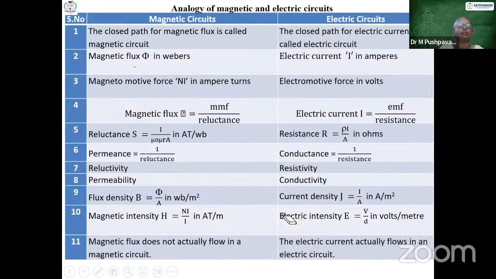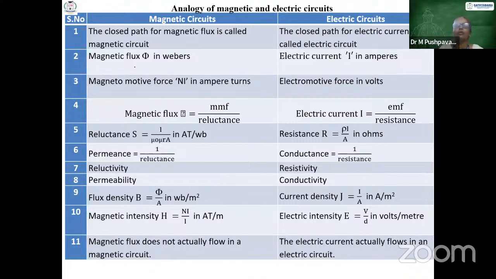Okay, this is one important question we have mentioned: the difference between electric and magnetic current. Just one recall. Magnetic flux flows on a closed path, and now it is a magnetic circuit. Electric current flows on a closed path, and now it's an electric circuit.